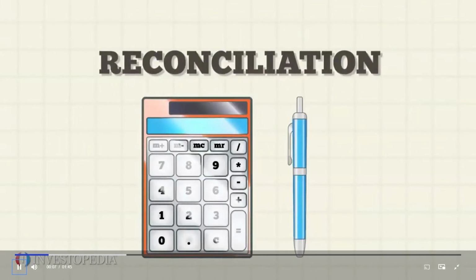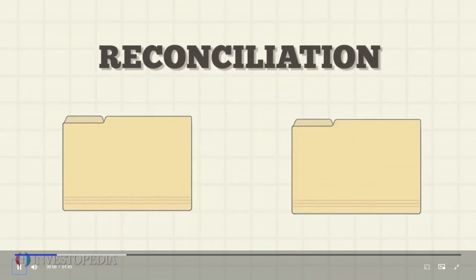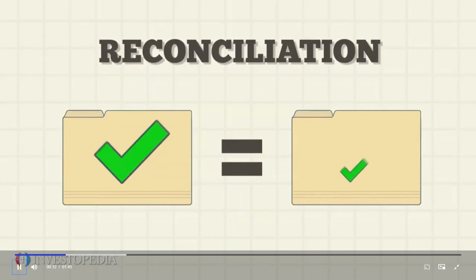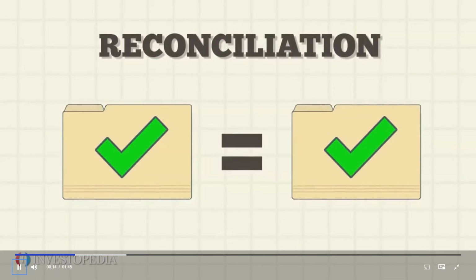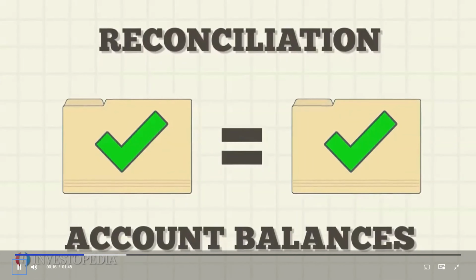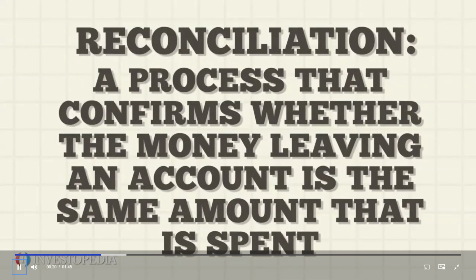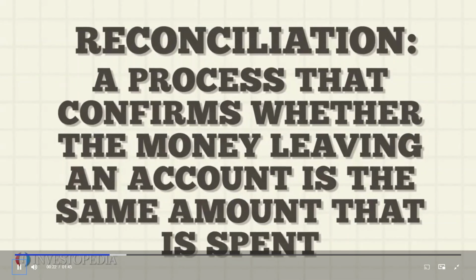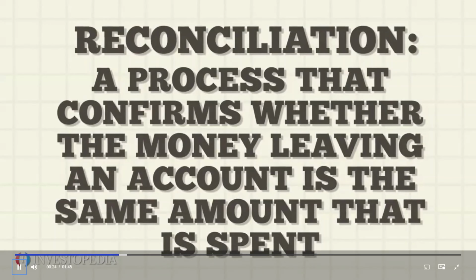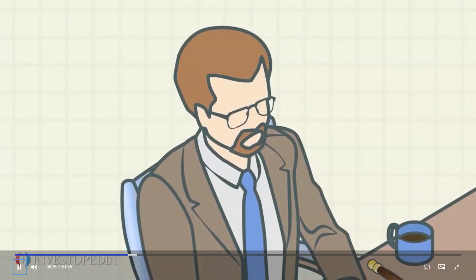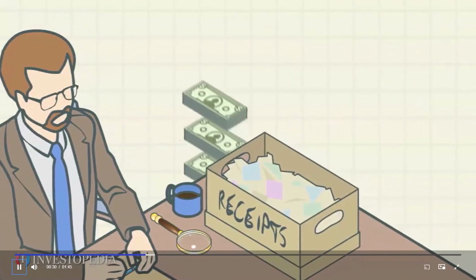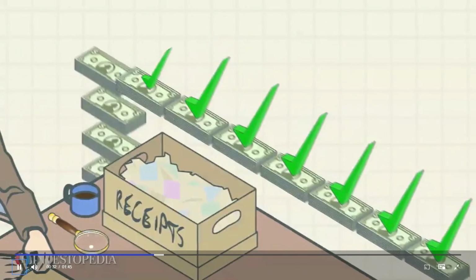Reconciliation is an accounting process in which two sets of records are compared to make sure that the figures are in agreement. These sets of records are usually account balances. In simpler terms, reconciliation is a process that confirms whether the money leaving an account is the same amount that is spent. For example, Mike is a conscientious man who keeps all of his receipts and wants to ensure that his household's money is secure and going to the right places.